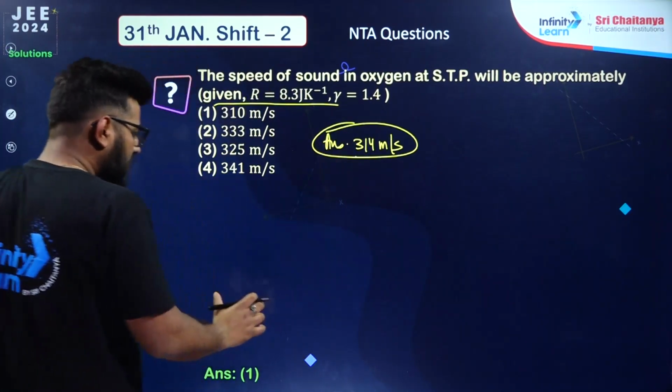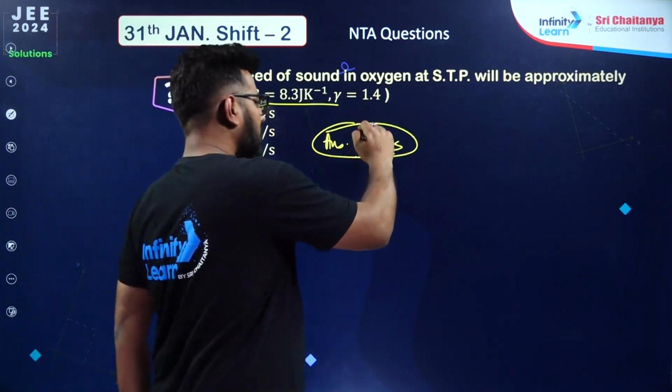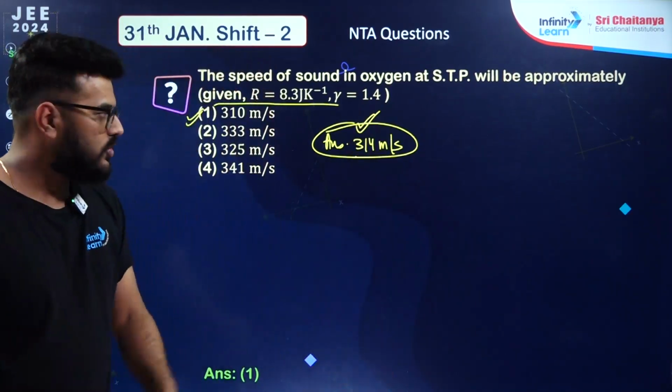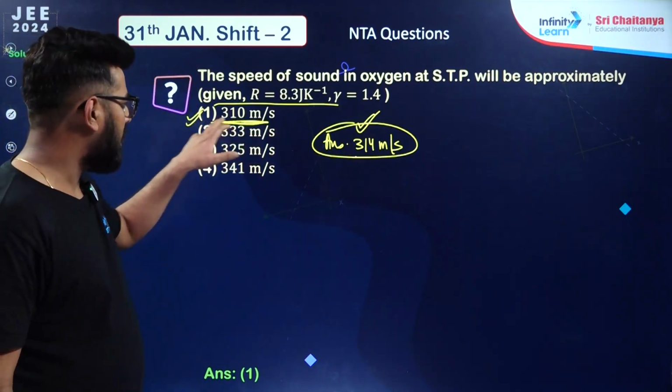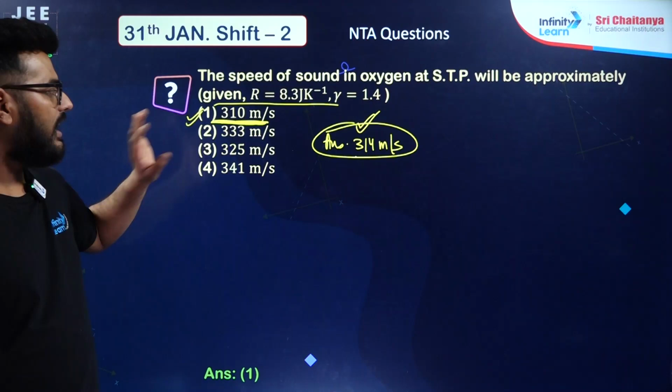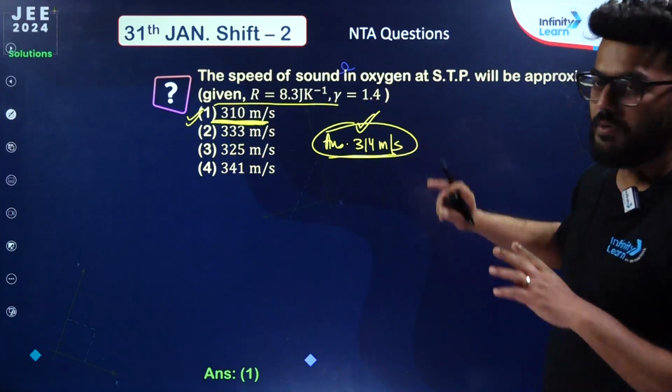But the correct answer given in the answer key was option number 1. Maybe based on approximation, but the correct answer over here is 314. So you should get a bonus over here, but in the answer key it was 310. So based on that, we will assume they have approximated, and 310 is the correct answer. But the correct answer, obviously, if you keep these values, it's going to be 340.